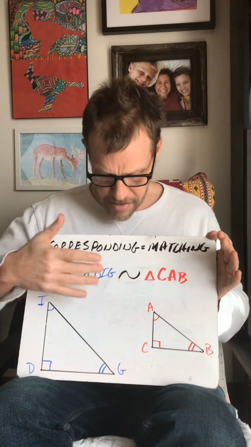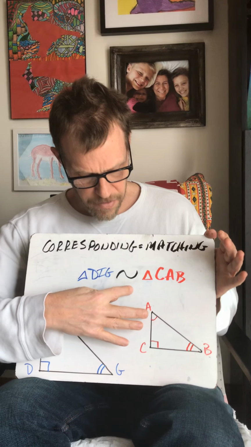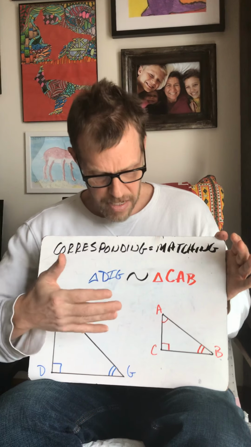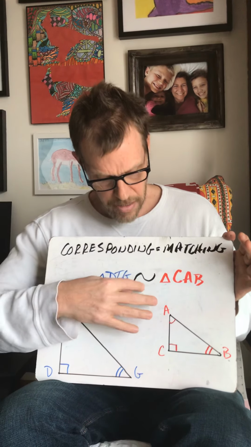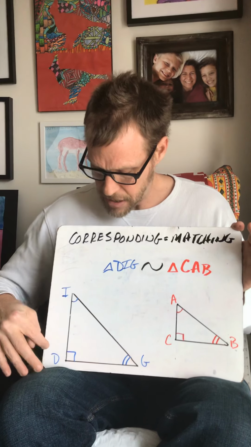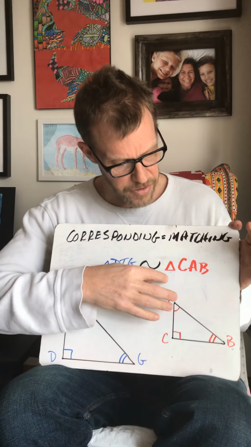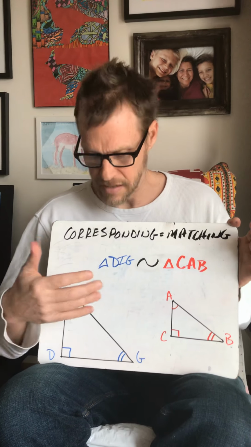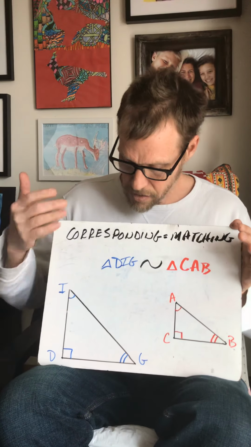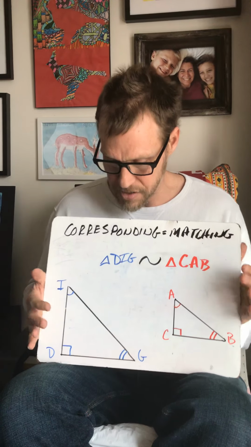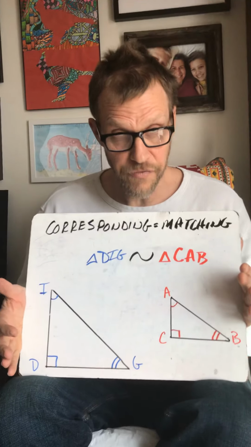First way, we're going to say that these are similar. If you didn't know, this is the similar symbol. Just like an equal sign makes things equal, and we talked about congruent last week, a similar symbol just says triangle DIG is similar to triangle CAB. That's all that's telling us, that these are two similar triangles. So what do corresponding parts mean? They mean matching parts. You can do it from a picture.